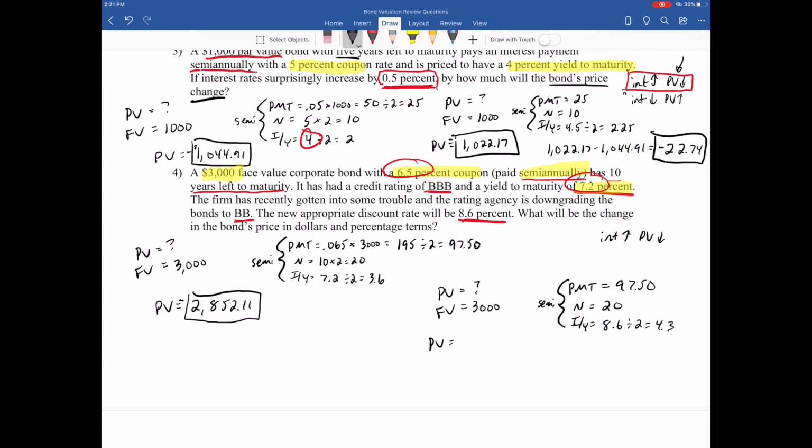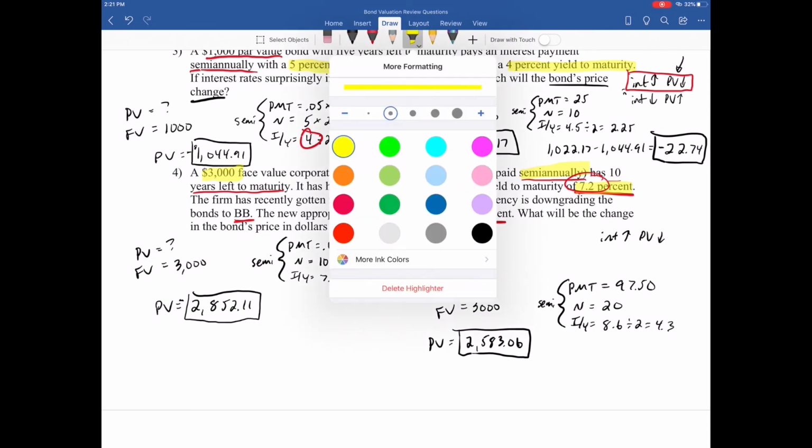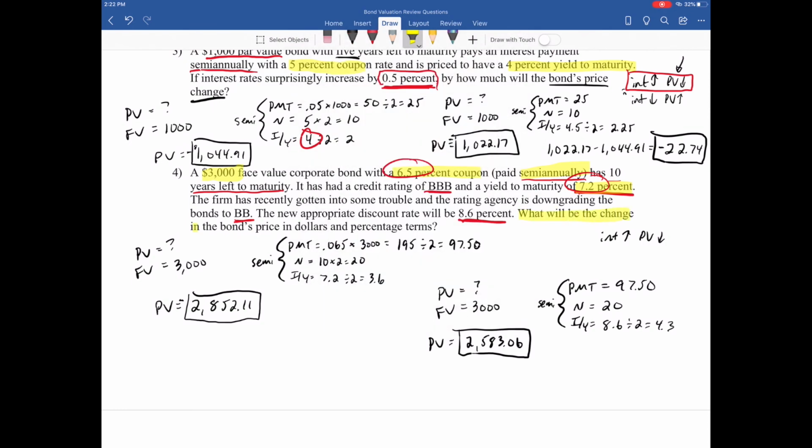When I solve for this, I get a value of $2,583.06, just like we thought, less than the previous calculation when we used the discount rate of 7.2%. So now they want to know what will be the change in the bond's price in dollars and in percentage terms.